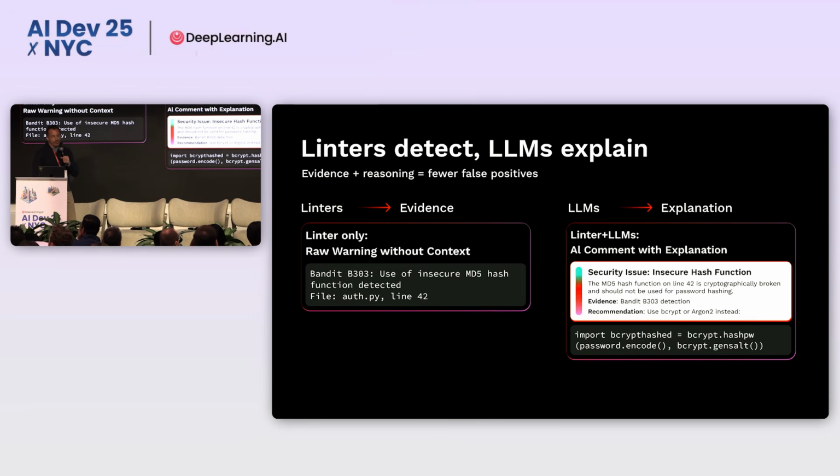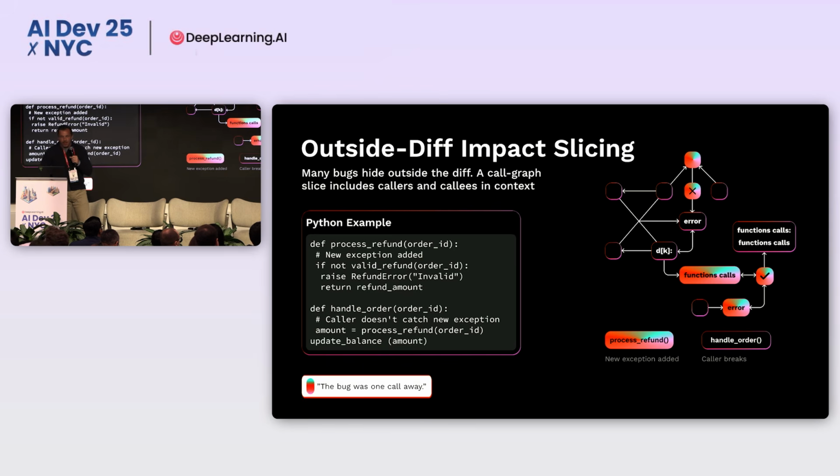I talked about linters. This is an example of taking a linter warning and turning it into a why. Why is this there? What is the actual bug? And how then could I potentially fix that bug? This is where LLMs provide that extra benefit over top of static analysis tools. And this is one of the biggest ones.